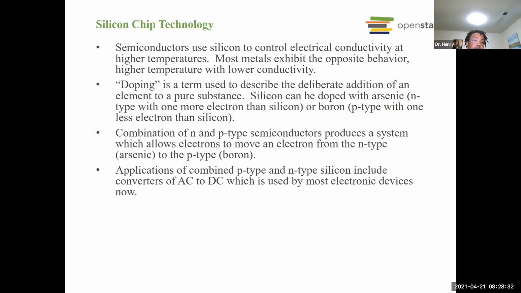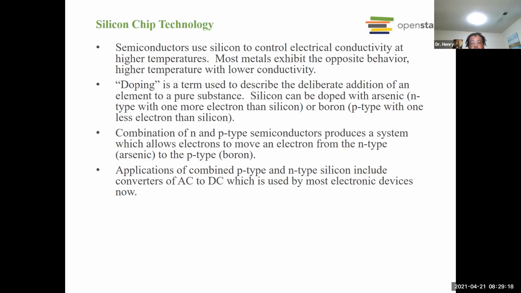So an example in real life is the silicon chip. In the case of that, it's been doped. So basically we have silicon and we're doping it with arsenic under one circumstance. So that's called an n-type. And so it has one more electron than silicon. So this has an extra electron, right? So negative, okay. Or we can dope it with boron. Boron has one less electron than silicon. And so in this case, we call that p-type, kind of like for positive, right? Okay.